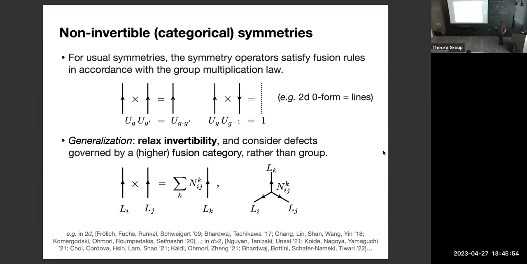And in recent years, people have been studying these especially in 2 dimensions, and then also more recently in higher dimensions. Of course, some people here are actively working on this line of work.